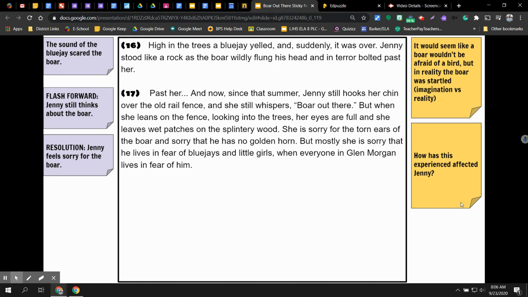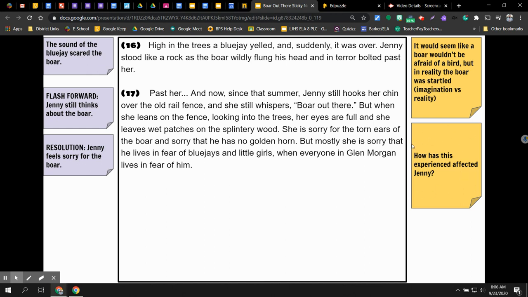So if you said something along these lines, pat yourself on the back. It would seem like a boar wouldn't be afraid of a bird, but in reality, the boar was actually startled. So that's another bash over Jenny's head, of the way she imagined things isn't always going to be the way things actually are. Imagination versus reality. And then lastly, the resolution we said was that Jenny felt sorry for the boar. She doesn't hold it on a pedestal anymore. Now she pities the poor thing.